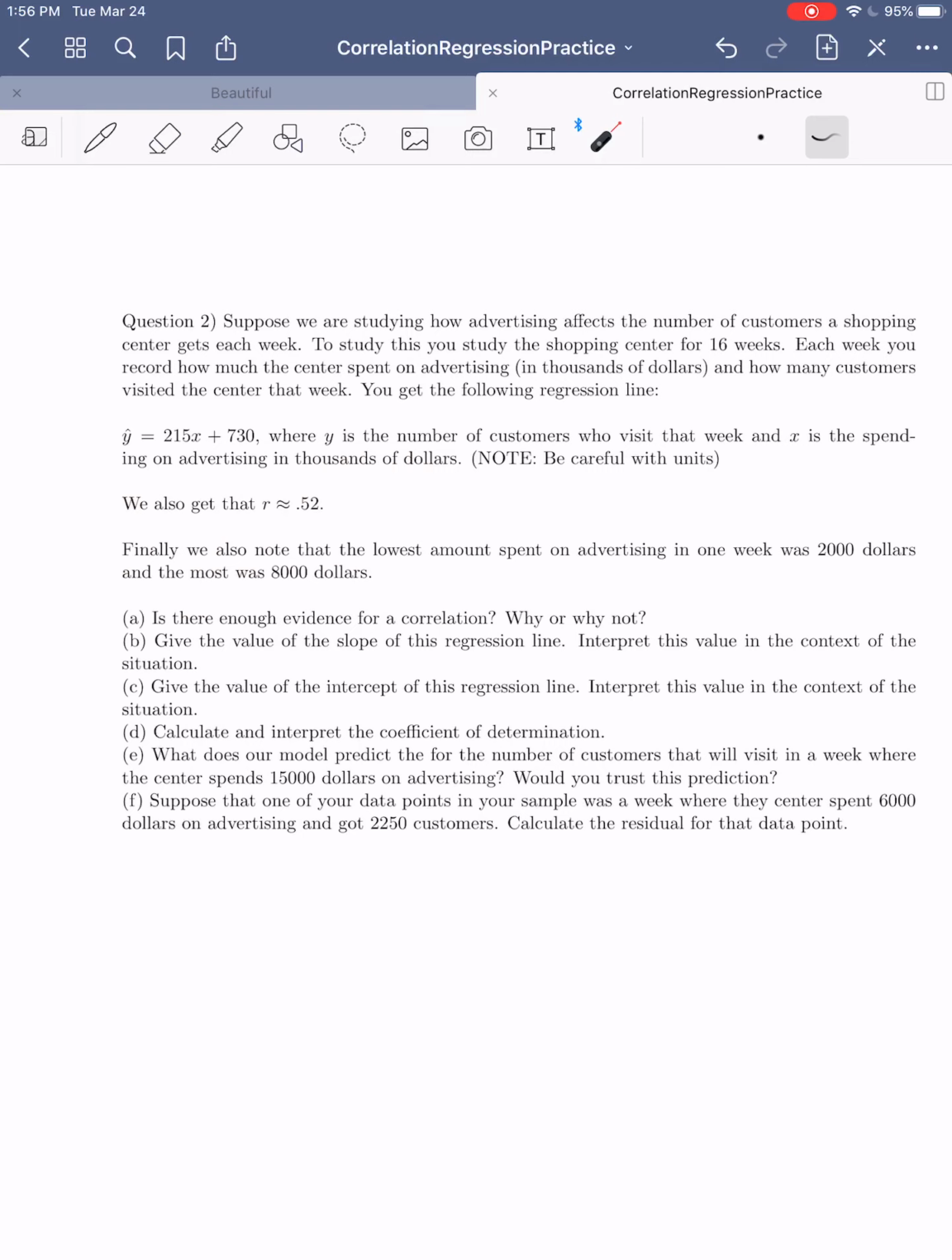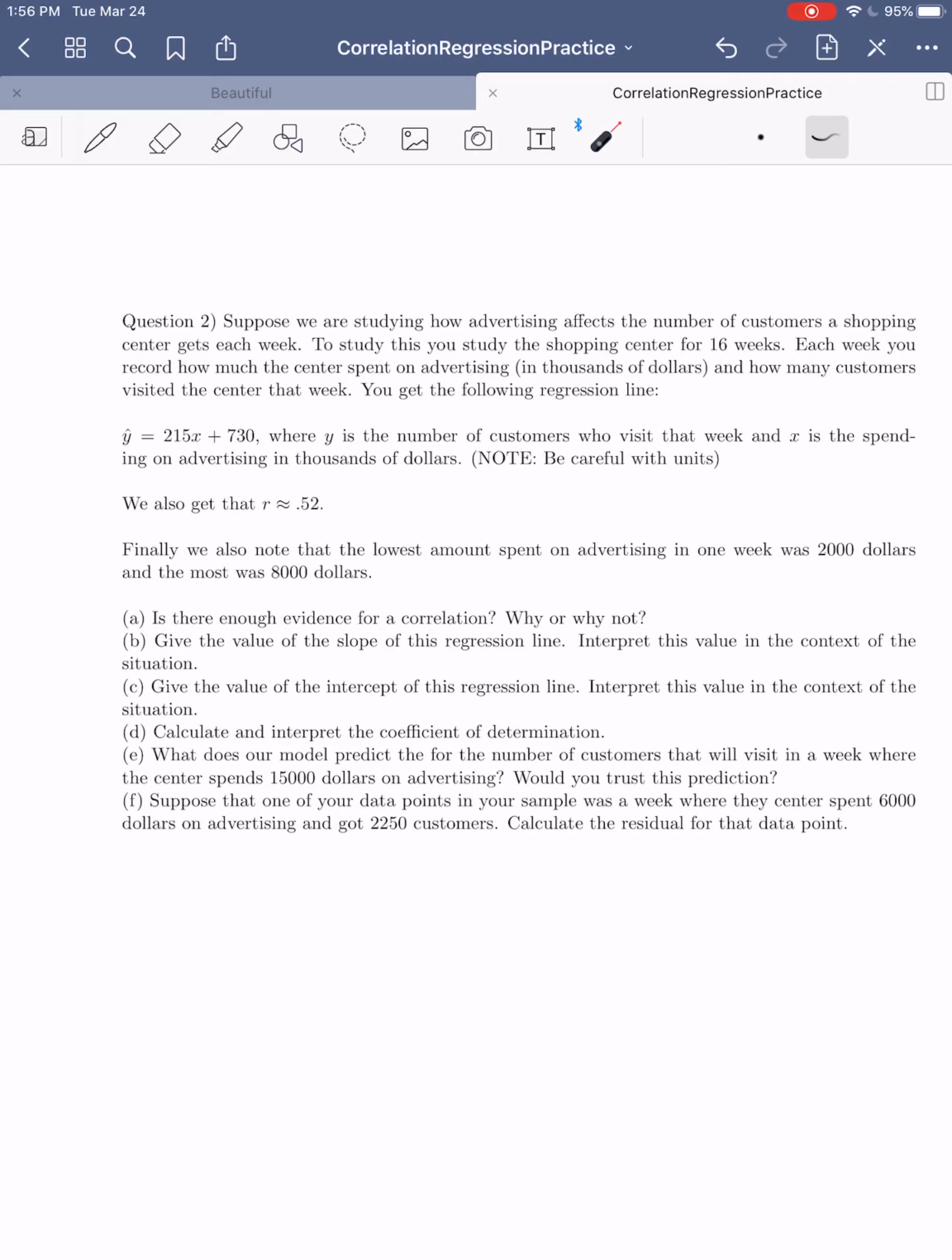Question 2 is a little bit different because in question 2, we don't have the raw data. We're instead taking a look at a summarized version of the information. So in question 2, we're talking about studying how advertising affects the number of customers that a shopping center gets each week. To study this, you go to the shopping center for 16 weeks.